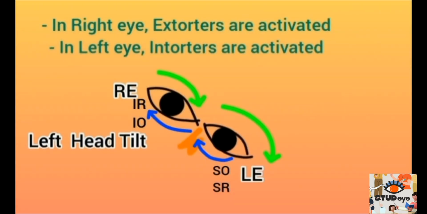Similarly, in the left head tilt, the right eye has the ability to intort. So here the extorters will be activated, that is, the inferior rectus and inferior oblique will be activated in the right eye. And in the left eye, which is having the tendency to extort, the intorters will be activated, which are the superior oblique and superior rectus, and they will cancel the effect, and the eyes are in the centered position and balanced. So there will again be no rotation of the image, and this all happens in the normal condition.